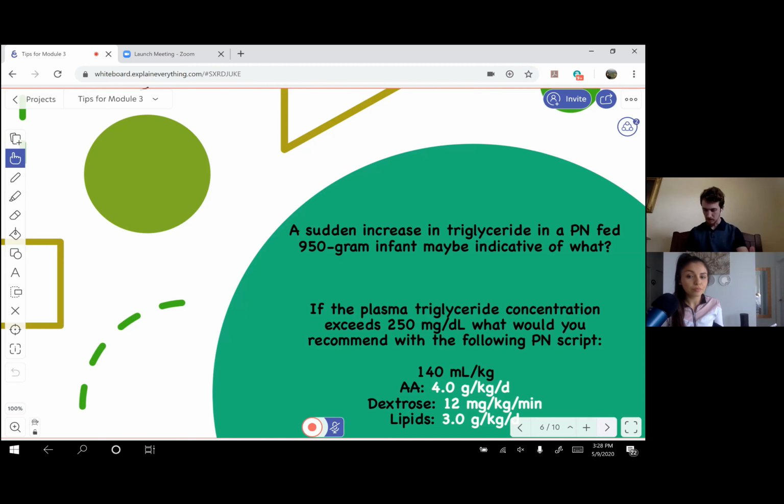Okay, well, should we try it out? I think that would be helpful. But in doing so, we have to remember that the infant still needs adequate intake of energy. So we need to make sure that the decrease in lipids doesn't interrupt that required energy intake. So let's go ahead and test out this TPN script.